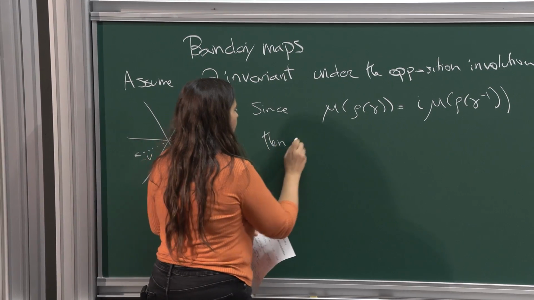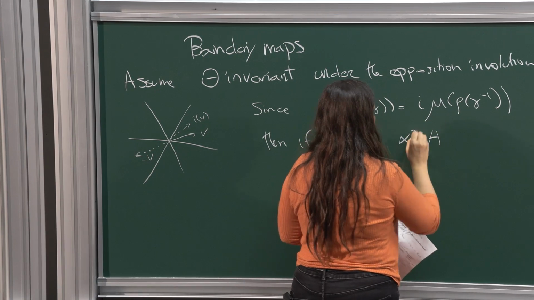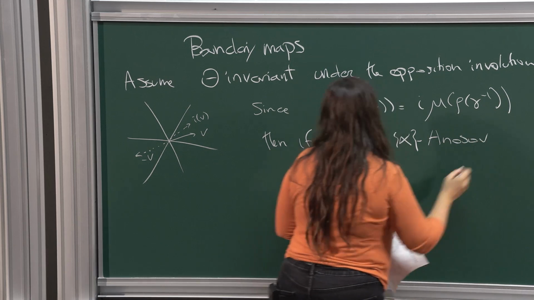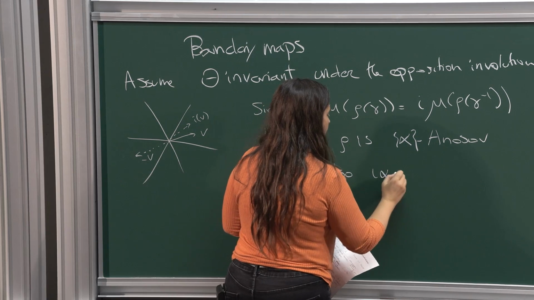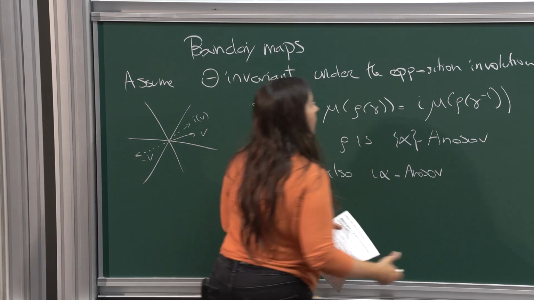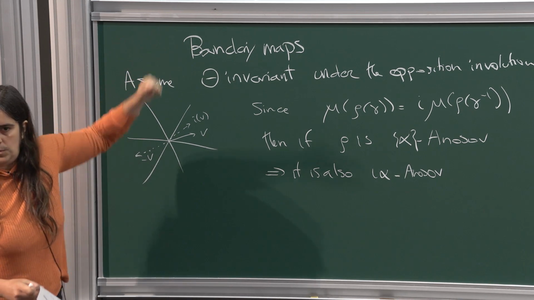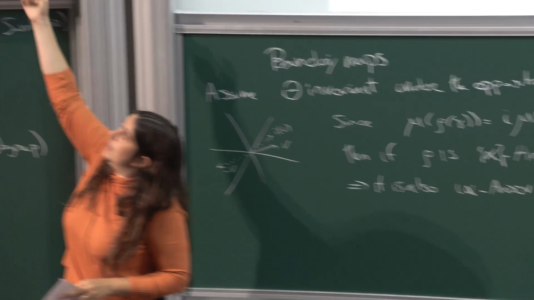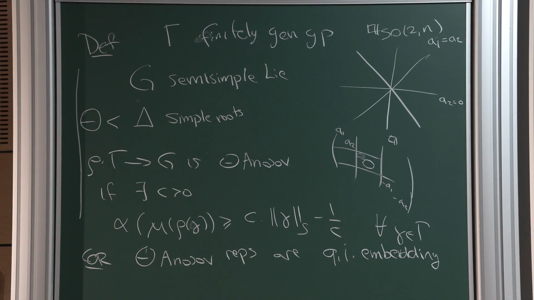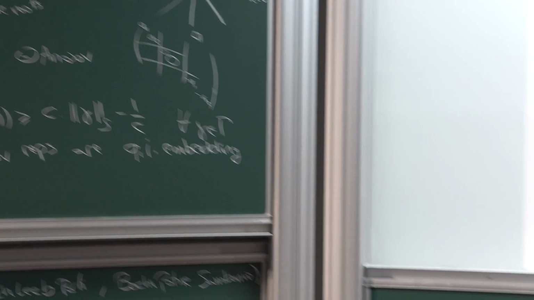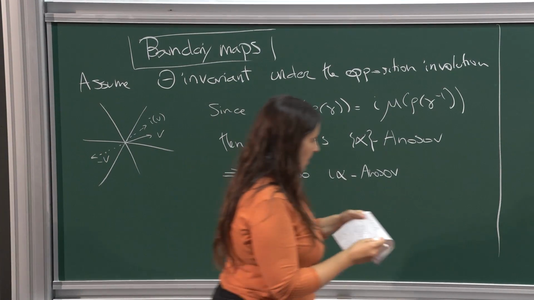Then if rho is alpha Anosov, then it is also iota of alpha Anosov. And so I can assume, without loss of generality, that theta is big. Right? Because this condition, like if this is bigger than C, then you get this condition. And this will be useful to talk about boundary maps. But let's keep this there for a moment and go back.